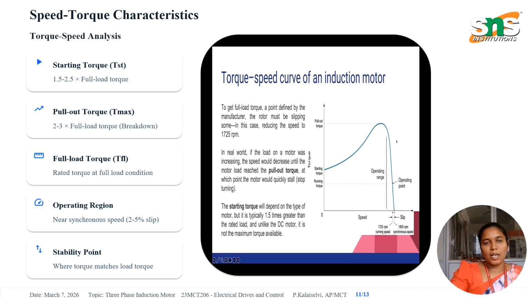The torque-speed curve describes motor behavior. The key points include starting torque of about 1.5 to 2.5 times the full load torque. The maximum torque, about 2 to 3 times the full load torque, is called the pull-out torque, also known as the breakdown torque. In the operating region, the motor normally operates close to synchronous speed with a small slip. This ensures stable and efficient operation.